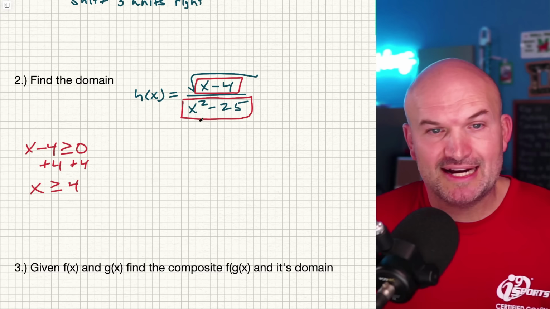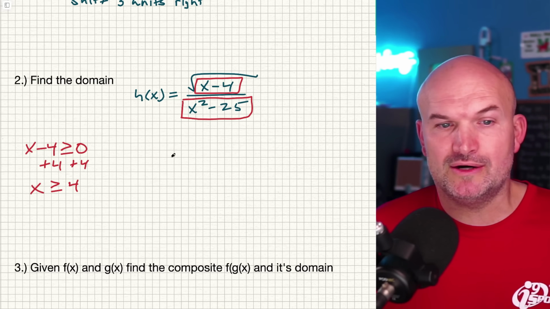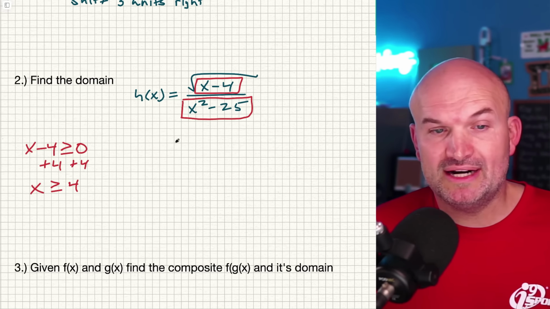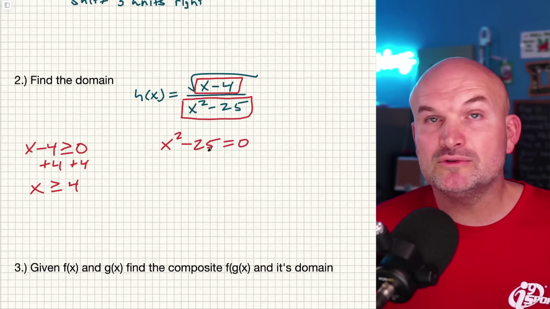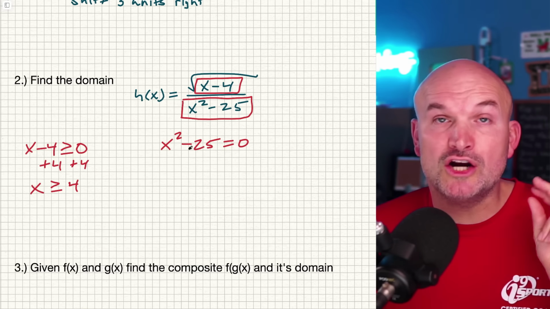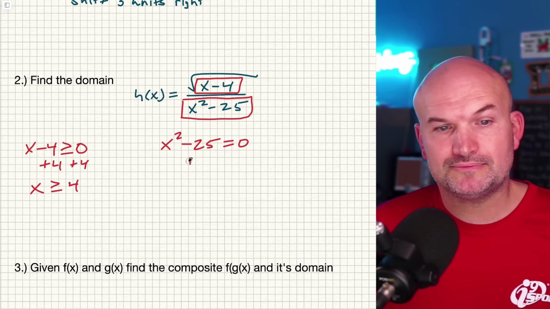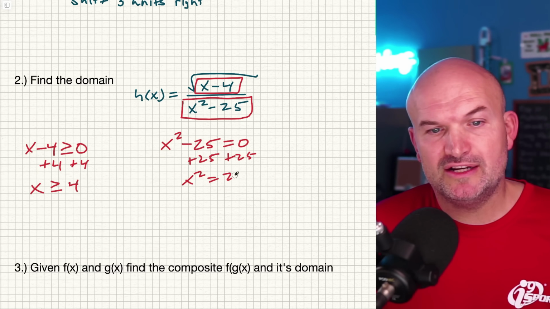Now, the next one is I got to identify what the values are that are going to make my denominator equal to 0. So all we simply do is take our quantity that's in our denominator, x squared minus 25, and set that equal to 0, because I want to find the values that make my denominator 0, because those values are not going to be included in my domain. So I'll add 25 to both sides. I get x squared equals 25.